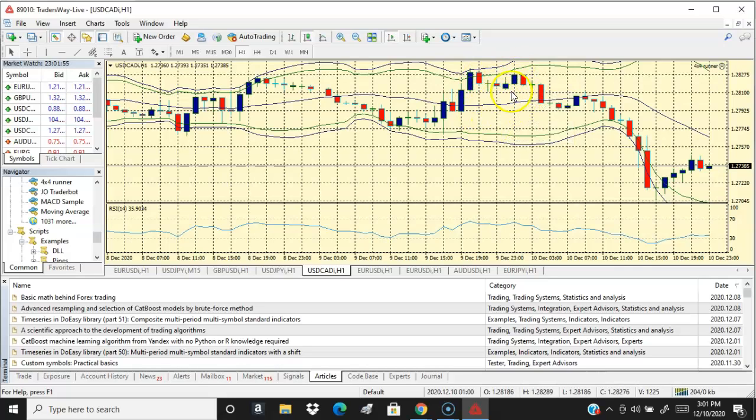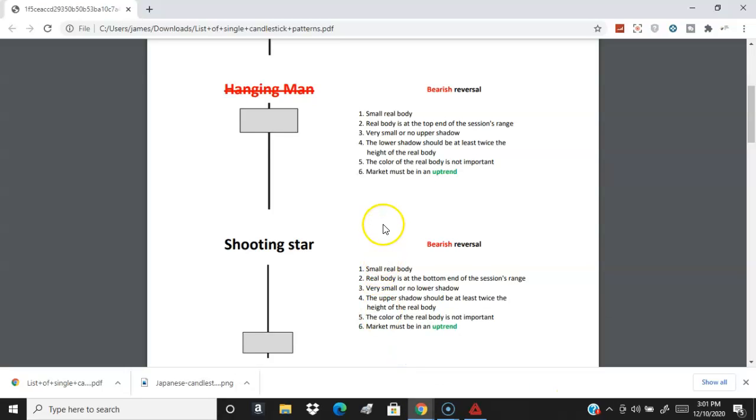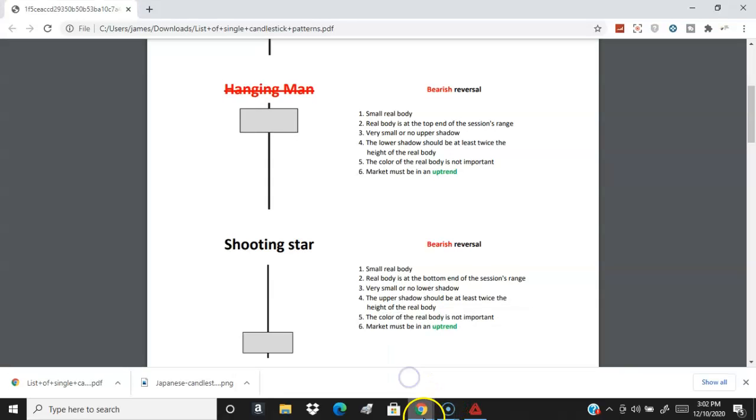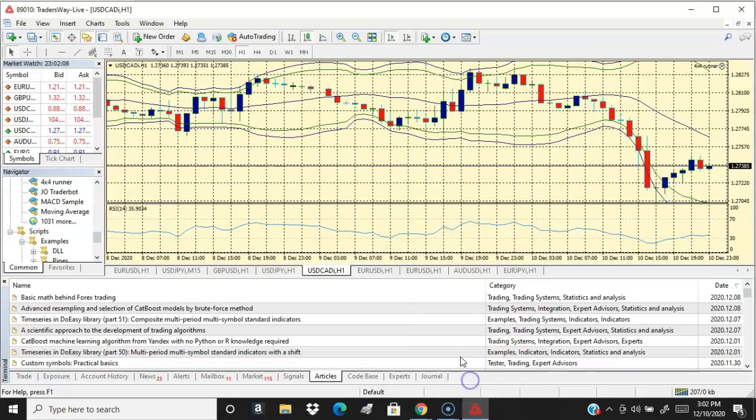Yep. So it's that. And let's go back to our notes and make sure it is a shooting star. It must be in an uptrend, so that wouldn't be a shooting star. No, the market was in a downtrend, so that kind of faked this out. Let's see if we can find something else. If it's in the uptrend, I'm looking for all my uptrends.